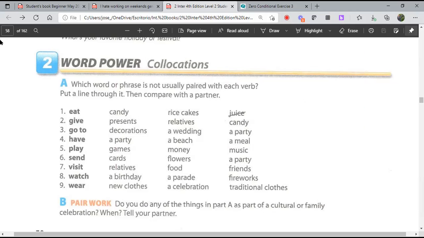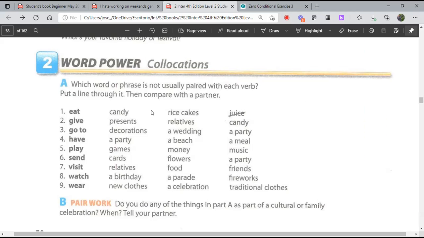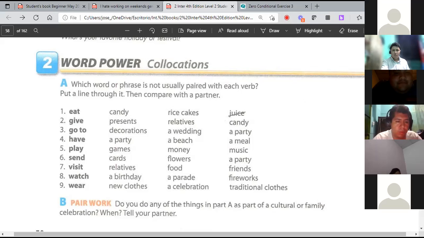For example, if you say eat, you can say eat candy, eat pan de muerto with chocolate, right? Eat pozole. I'm talking about the Mexican thing, right, Miss Claudia? And yes, you can eat pupusas, okay? You can eat rice cakes. That's weird, but I think this is in Japan. But you cannot eat juice, because juice is a beverage. You have to say drink juice, okay? So a collocation is a verb with a phrase that are always together. Eso es una colocación, así se llama eso.